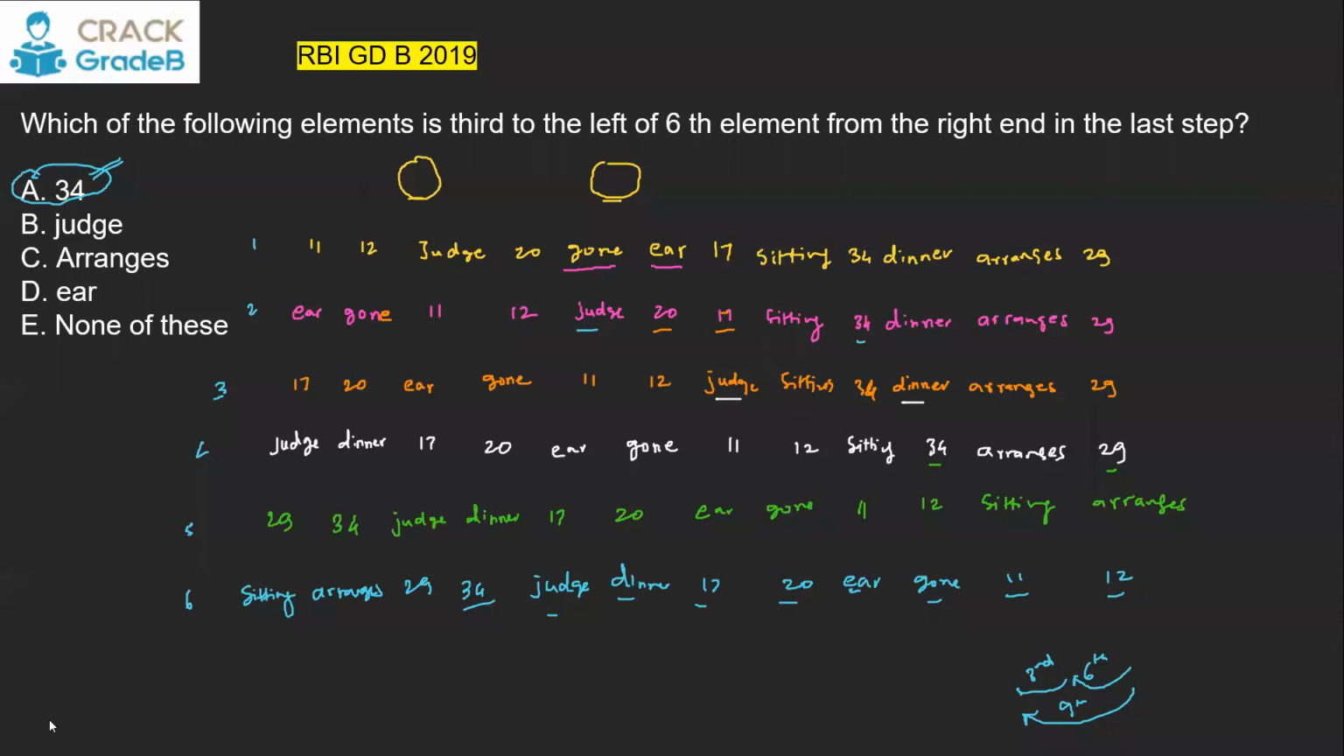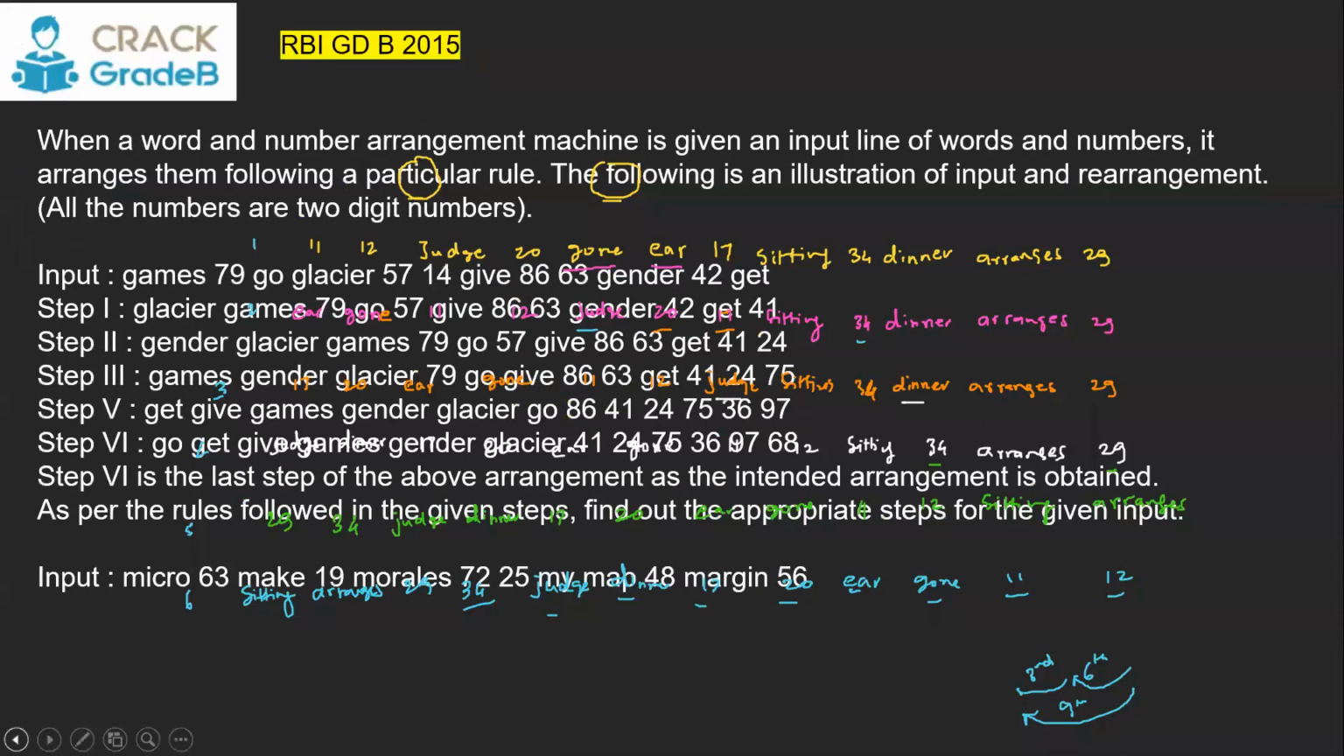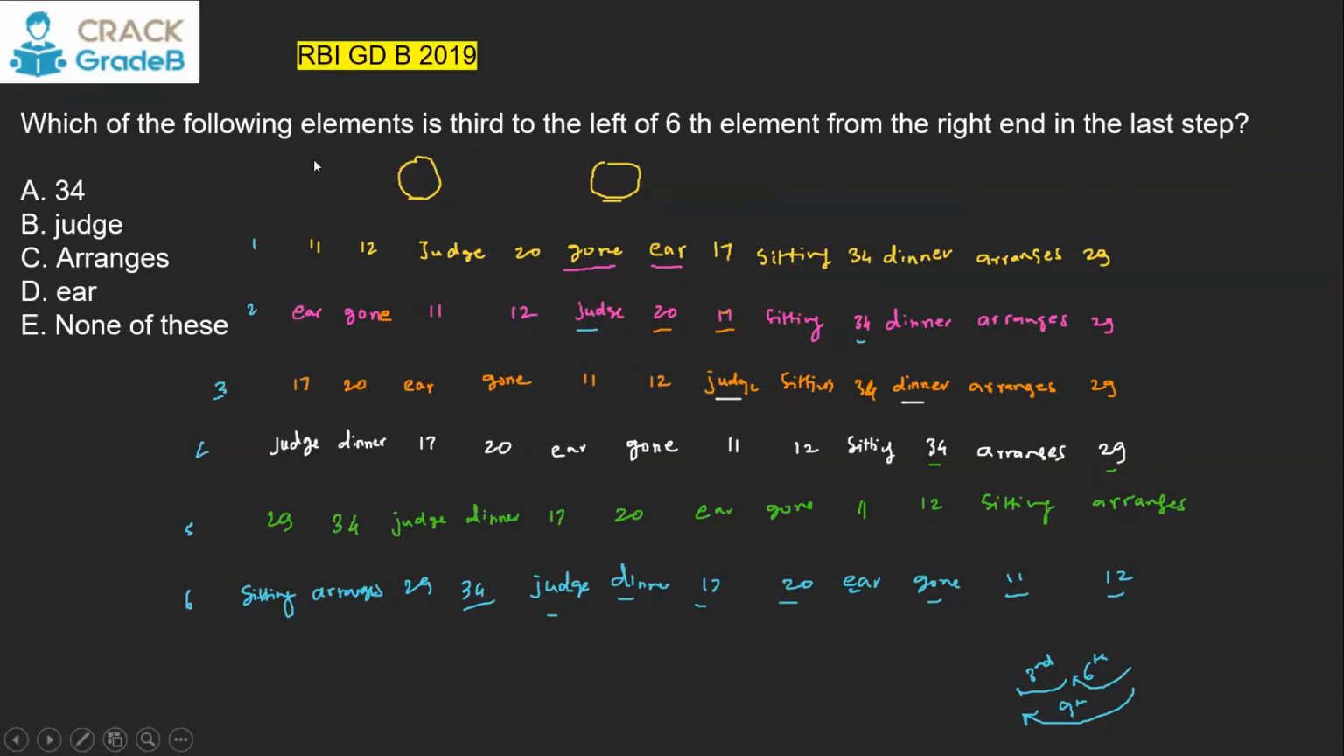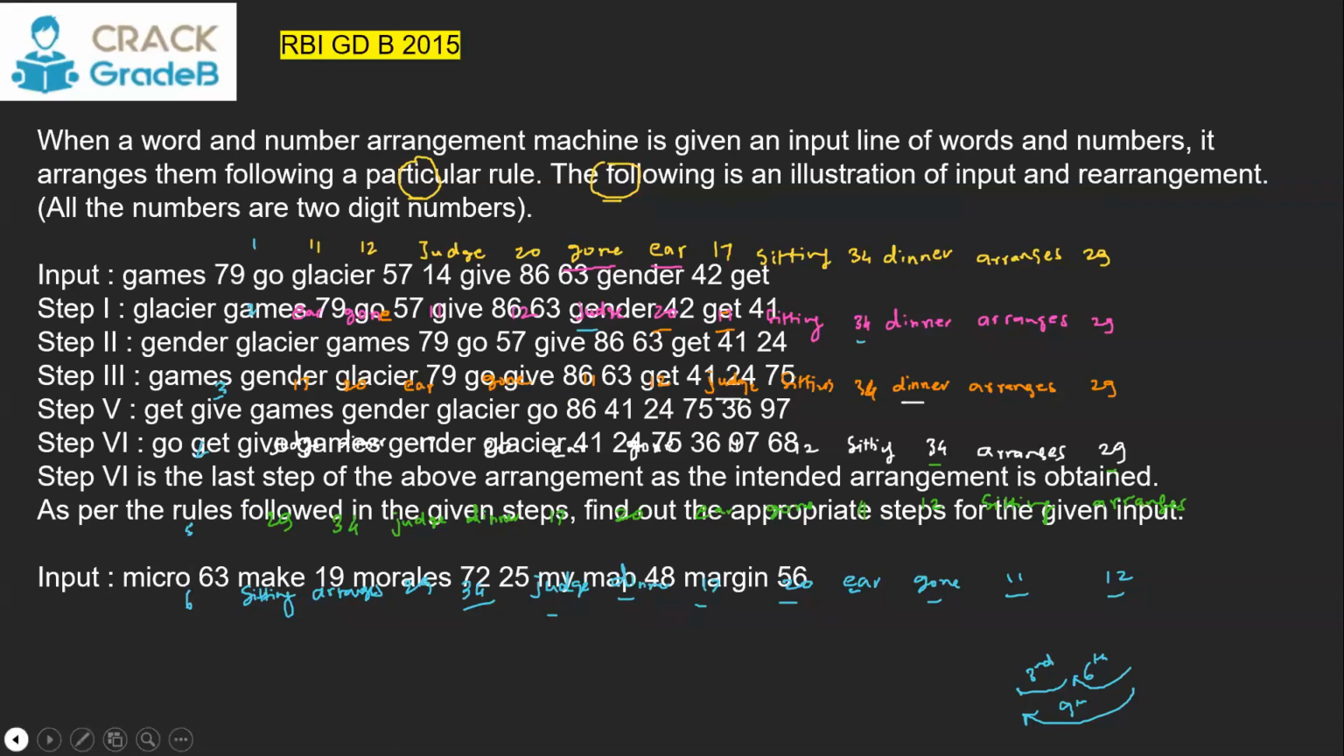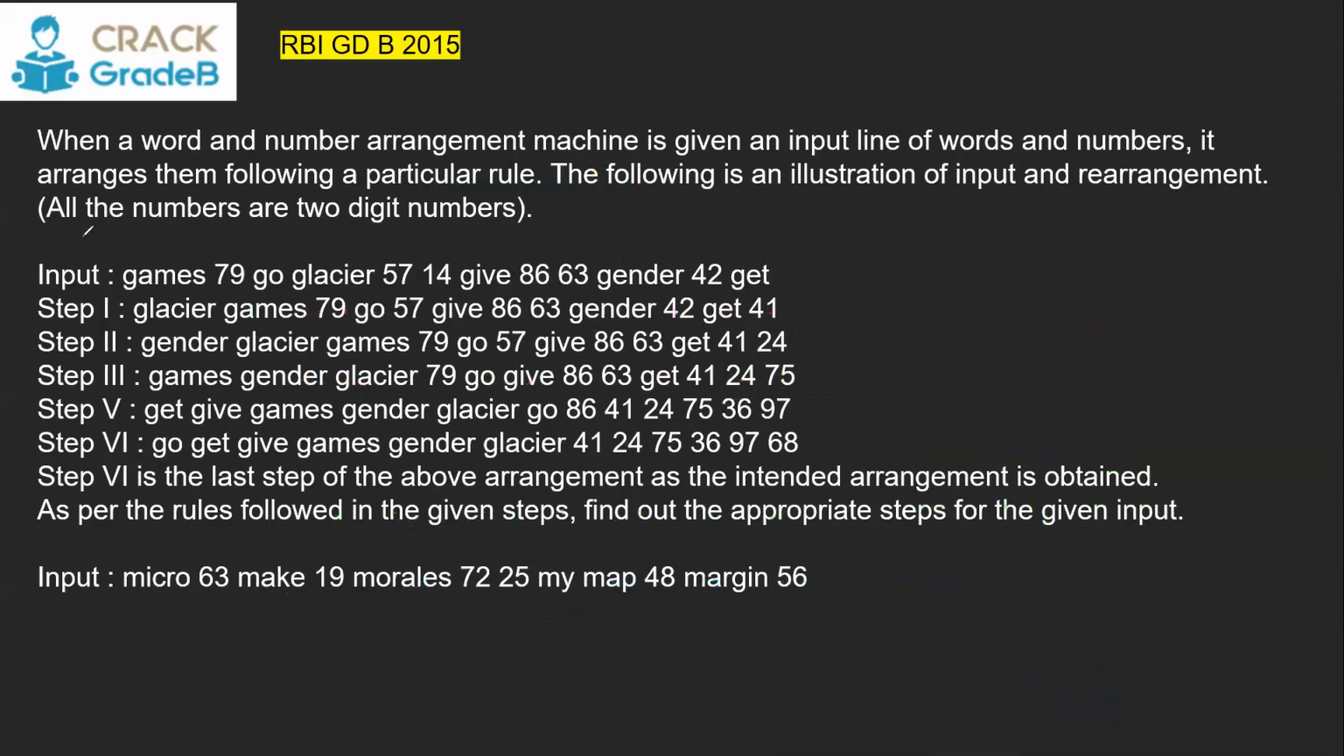Next. Okay, so this is another set for practice, from 15. You can do practice, and it is again the same. Even if you observe the pattern, it is the same question. Let's just discuss quickly the pattern. What are the changes happening? Questions can be solved easily that way.